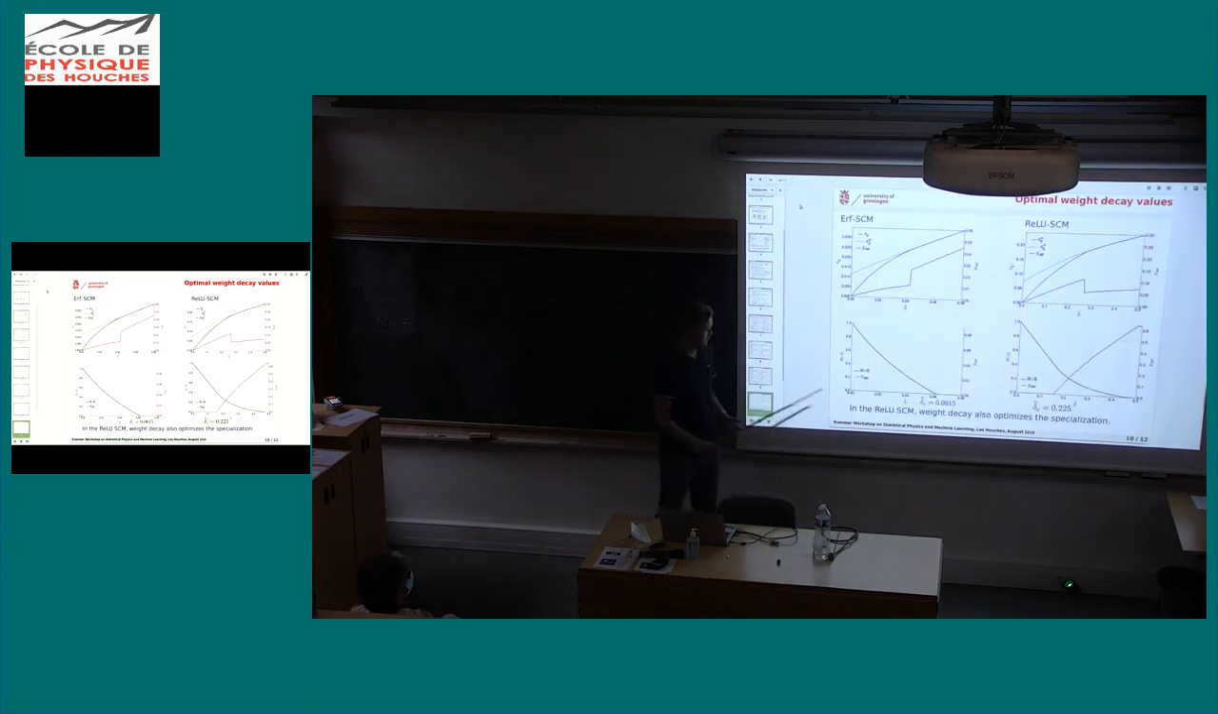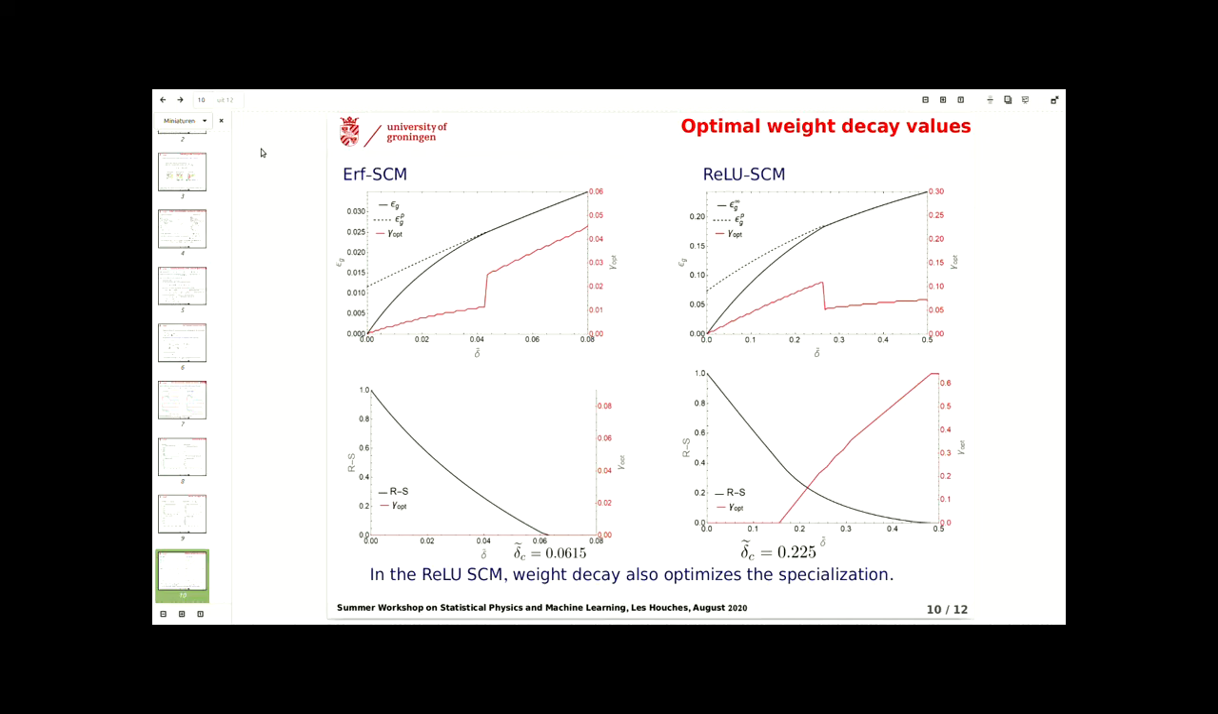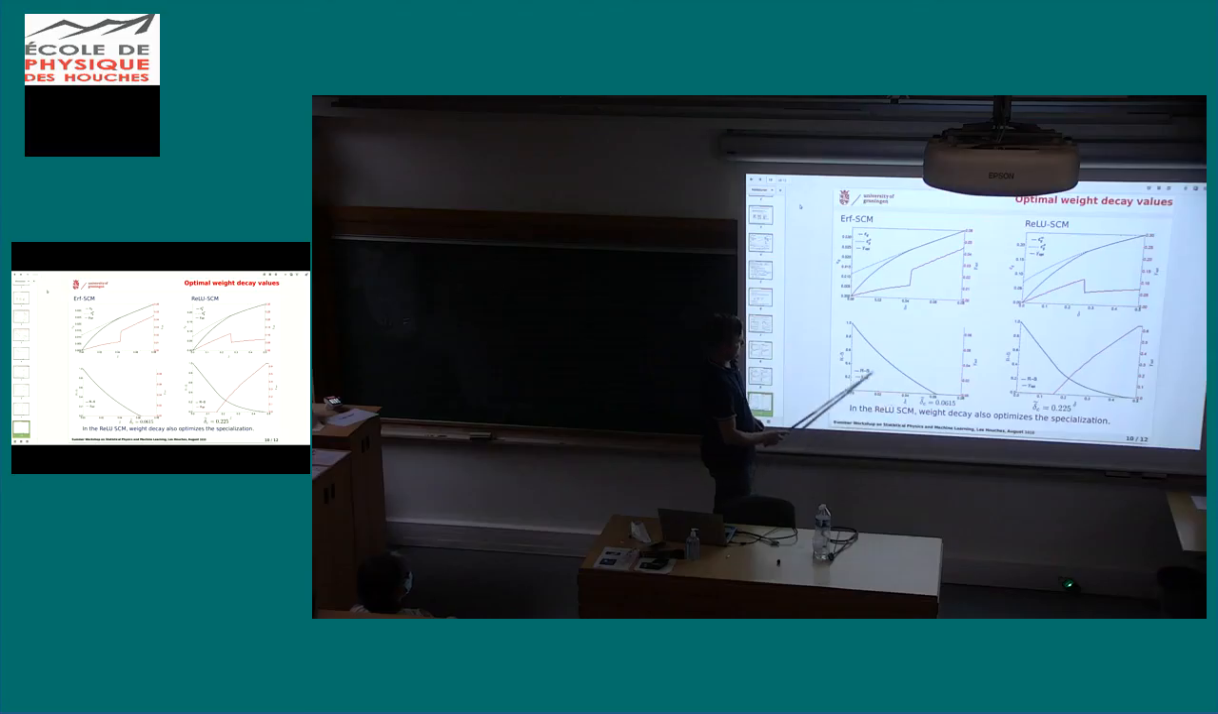And here we show a measure of specialization, which is R minus S, where R is the specialization of a unit to a teacher unit, minus the specialization it still has with the other unit. And what we have done here is we have looked, for increasing values of the concept drift, and searched for optimal values of weight decay, which optimizes this quantity.